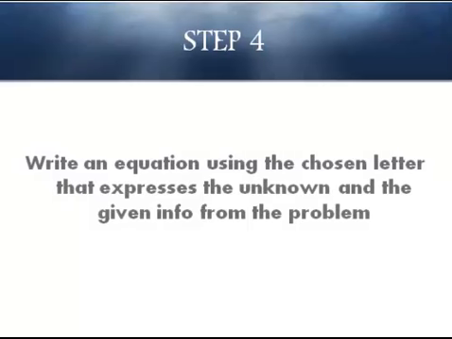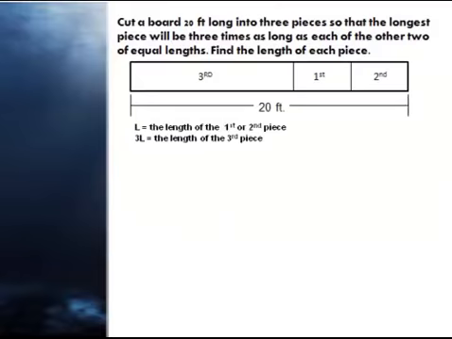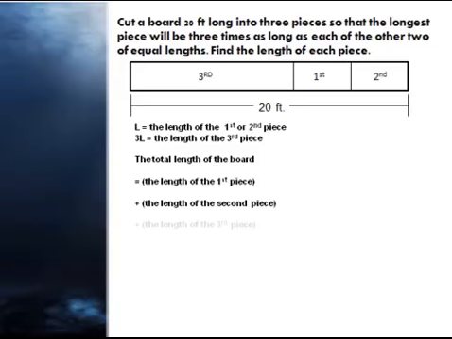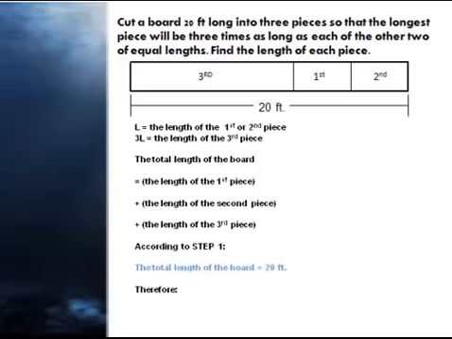Step 4. Write an equation using the chosen letter that expresses the unknown and the given information from the problem. So here's what we know so far. We also know that the total length of the board equals the length of the first piece plus the length of the second piece plus the length of the third piece. And according to step 1, the total length of the board equals 20 feet. Therefore, 20 equals L plus 3L.